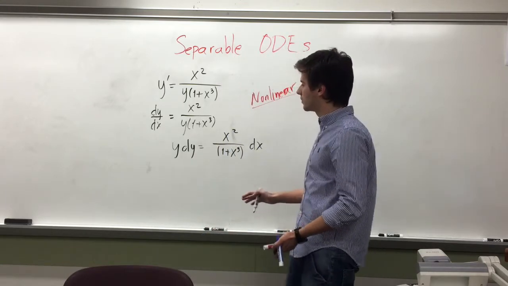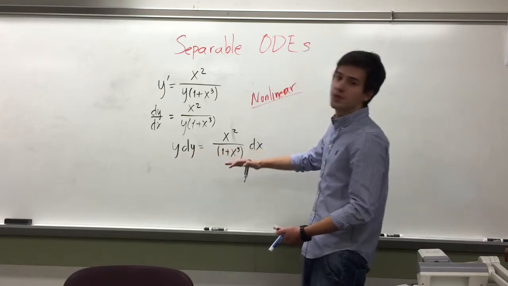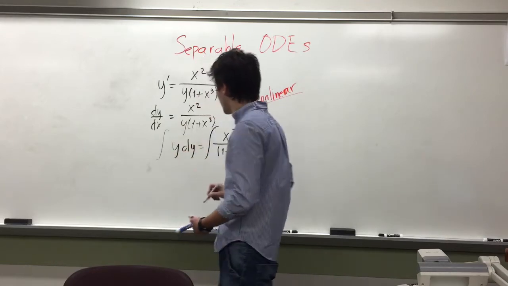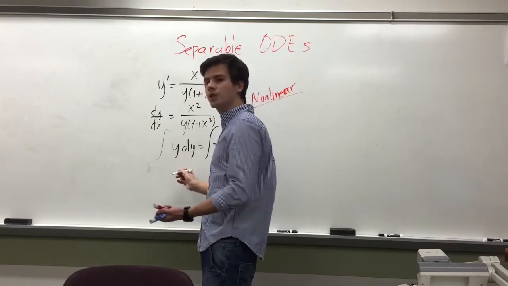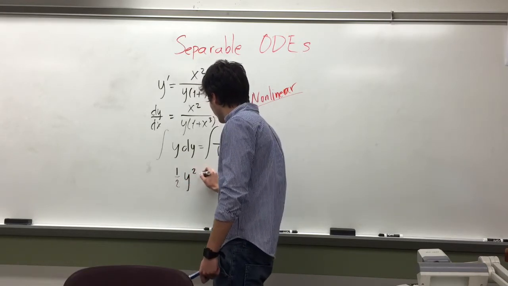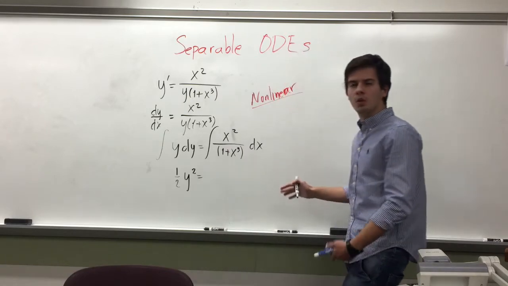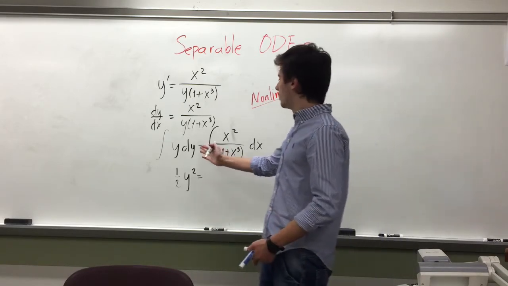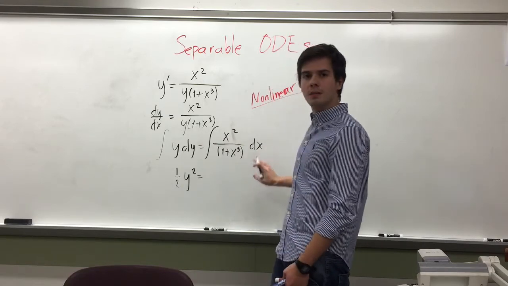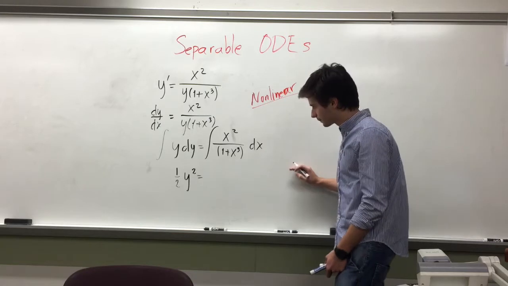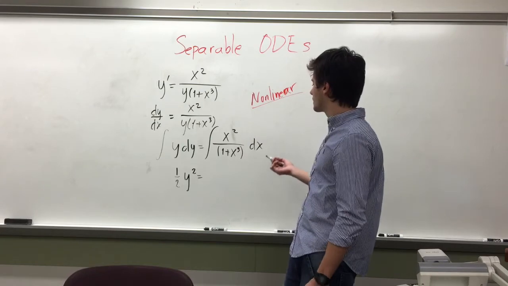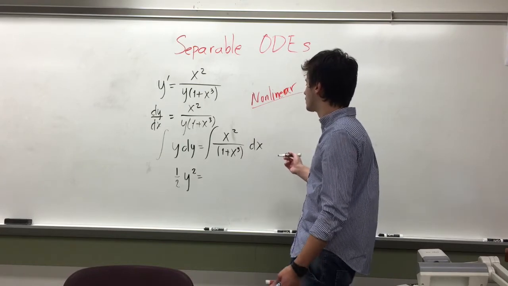So now we have this function of y times its differential and this function of x times its differential. We simply integrate both sides, and here we just evaluate the integral. So it's going to be 1/2 times y squared, and we could put the constant on only one side. We don't need to put a constant on both sides. So I'm just going to put the constant on the right hand side for this problem. And how do you solve this integral? I think the easiest way is to do substitution.